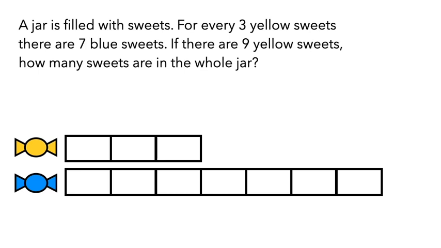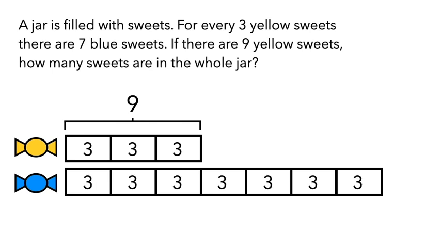The other piece of information that we have is that there are 9 yellow sweets. So our 3 parts for the yellow sweets is worth 9. That means each of those parts must be worth 3, and therefore all the other parts are worth 3 as well. There's 10 parts overall in this ratio. 3 times 10 is 30. And that's how many sweets would be in the whole jar.